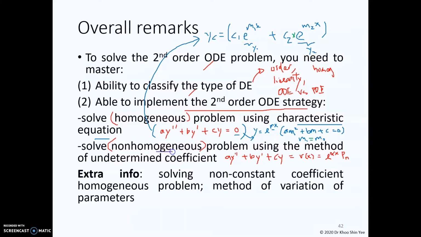We continue with the non-homogeneous problem, where the right hand side function is not equal to 0 now. If your right hand side function consists of an exponential function, sine function, cos function, or polynomial function, in this case, we can use the method of undetermined coefficients to solve it.